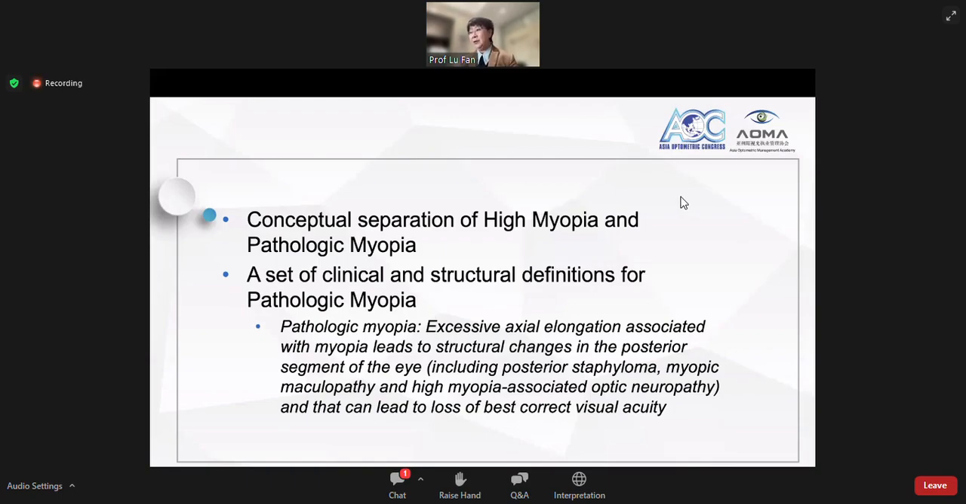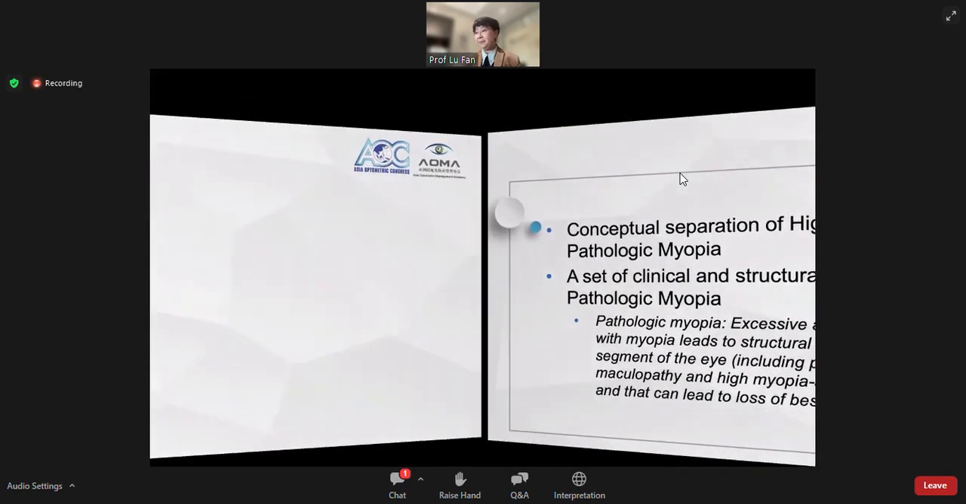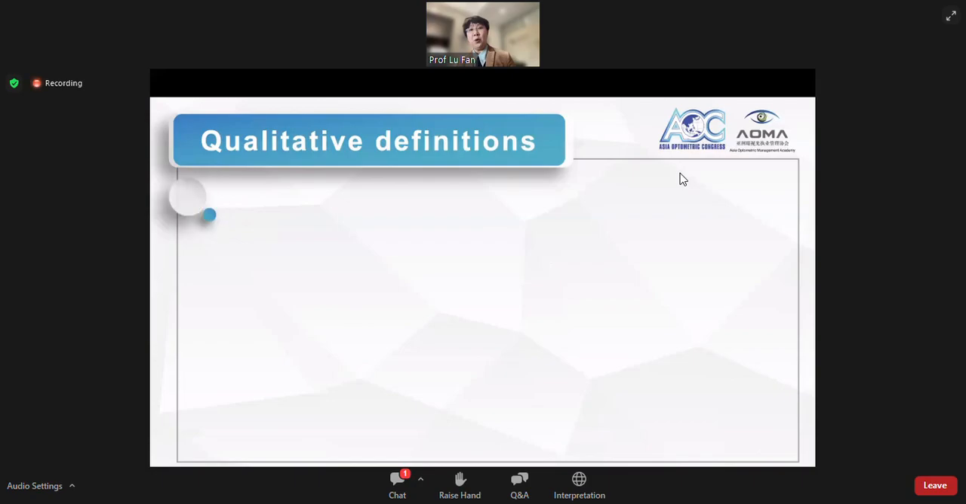Excessive axial elongation associated with structural changes in the posterior segment of the eye, including kinds of damage that can lead to loss of best corrected visual acuity. So this is a very simple, clear, and straightforward definition for pathological myopia, and it is very important for our clinical diagnosis.